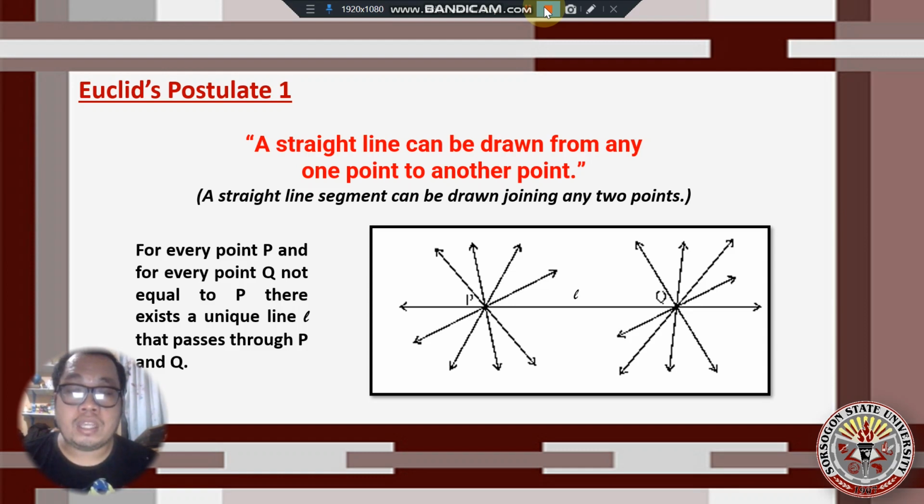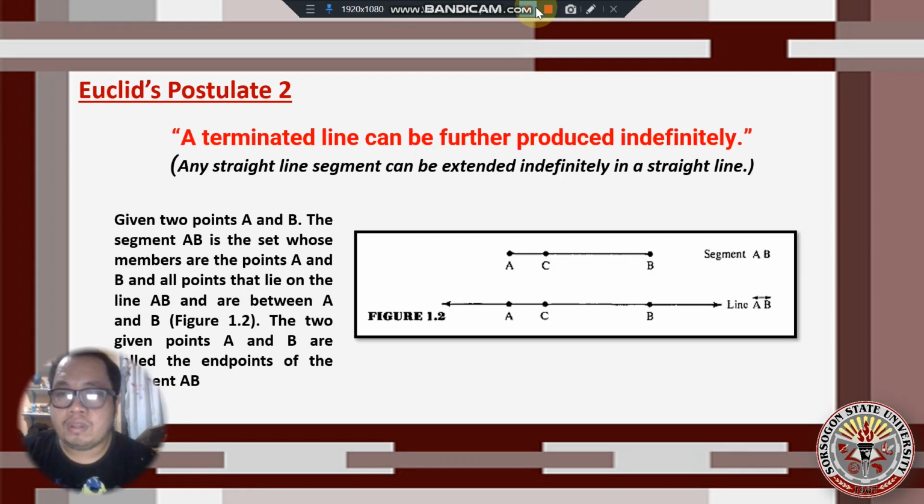In the illustration given, again we have points P and Q, and those are points that lie on the same line, which is line L. In the second postulate, a terminated line can be further produced indefinitely, or in other words, any straight line segment can be extended indefinitely in a straight line.